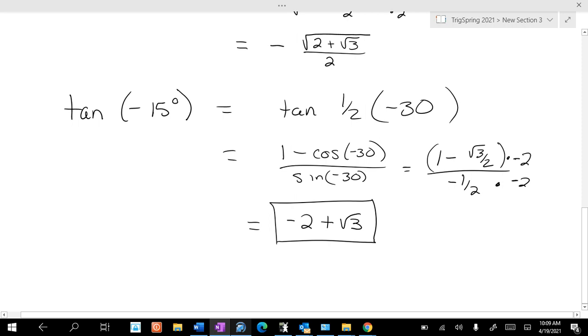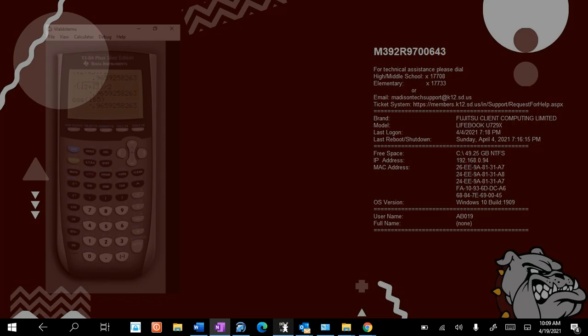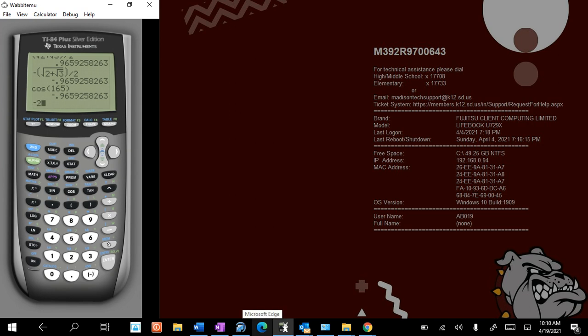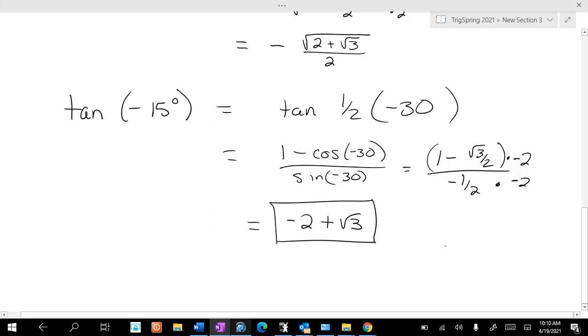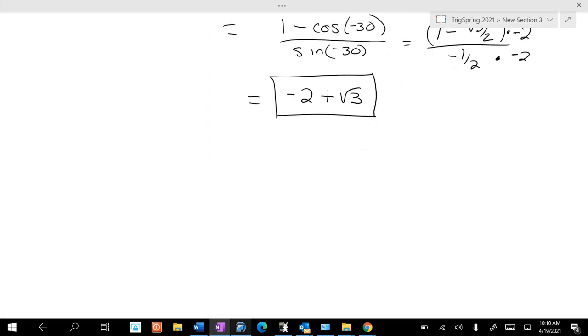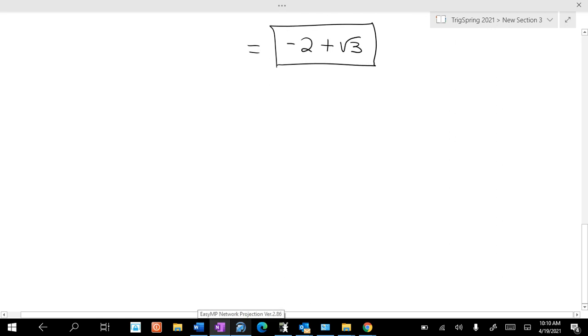Again, should we check our answer? Not a bad idea. What's negative 2 plus the square root of 3? What is the tangent of negative 30? Uh-oh. Tangent of negative 15. Good one. There we go. Now it matches. Wow. Such a bad day. All right. Let's do another one.